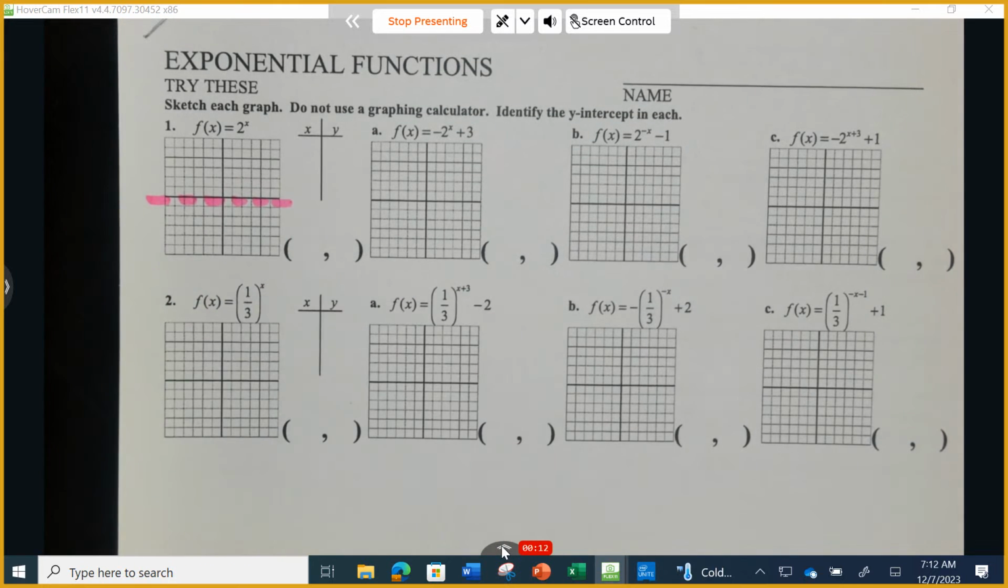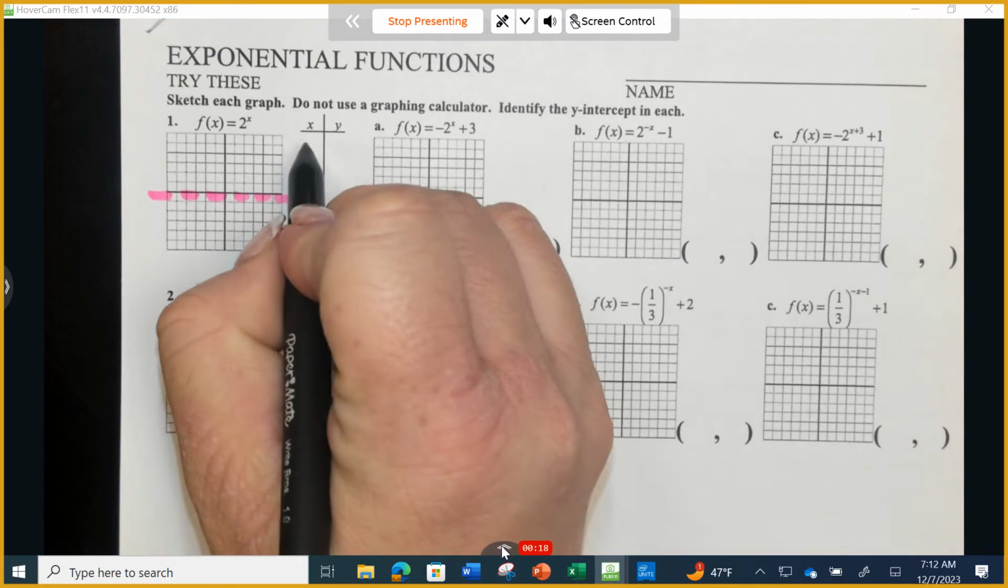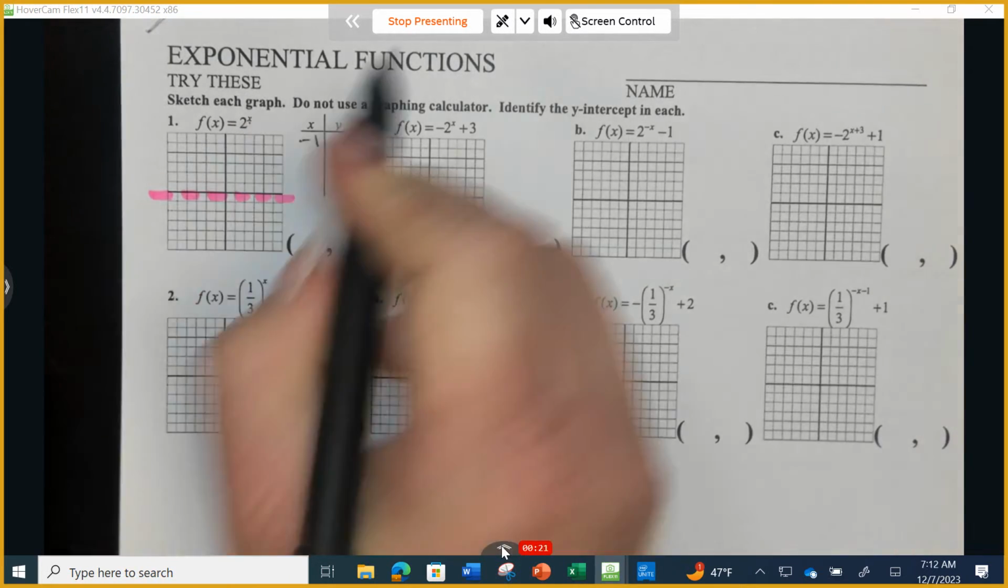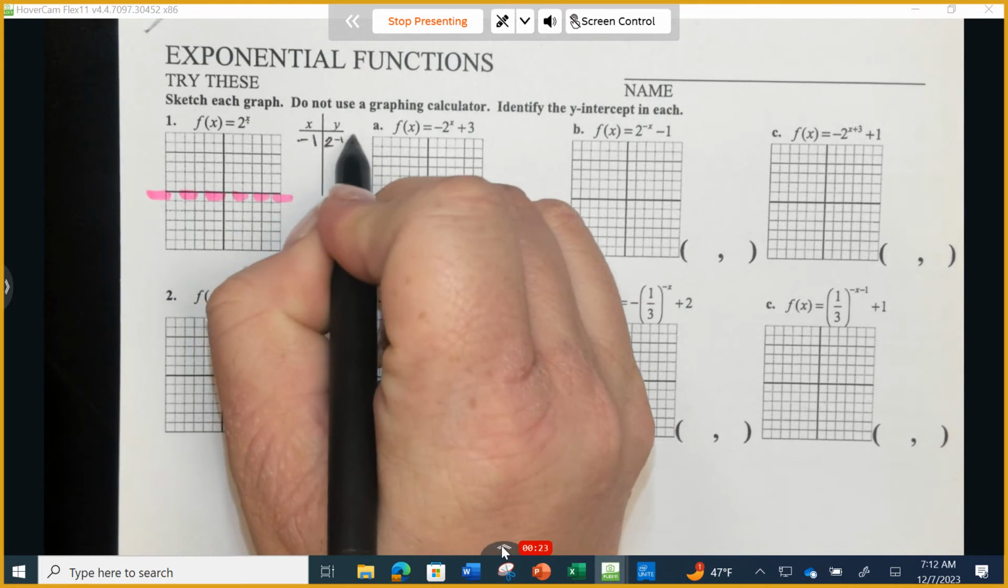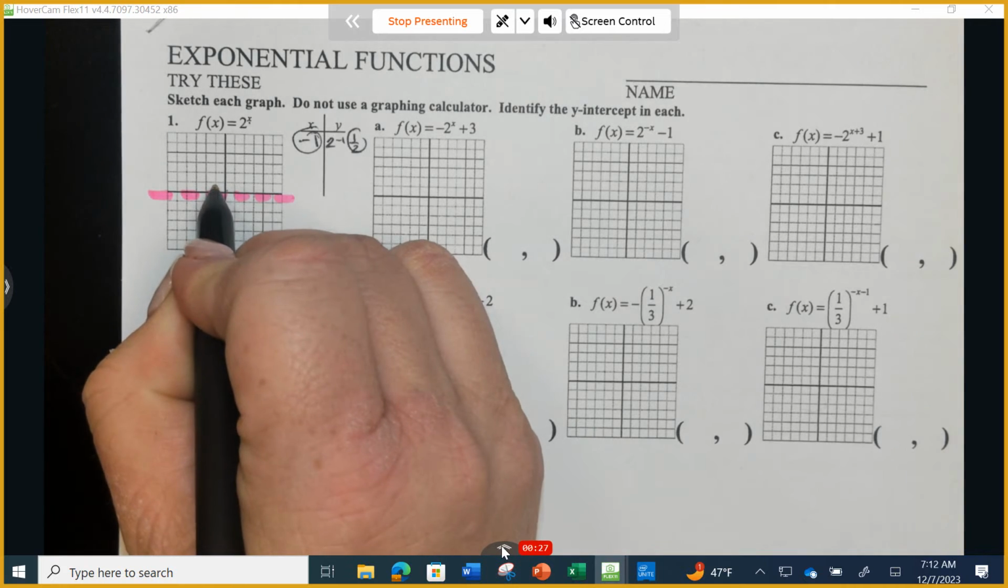I'm going to start here. I'm going to make my dotted line, which is my horizontal asymptote, and that is at y equals 0. I'm going to come up to the side, and I'm going to plug in -1. If I plug in -1, I have 2 to the -1. That says 2 isn't happy, it goes to the bottom. So I'm graphing the ordered pair over -1, up a half.